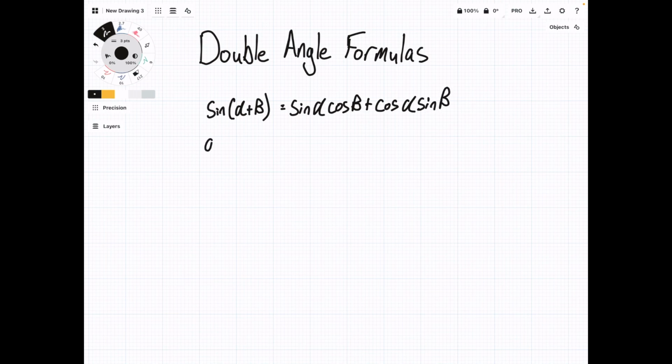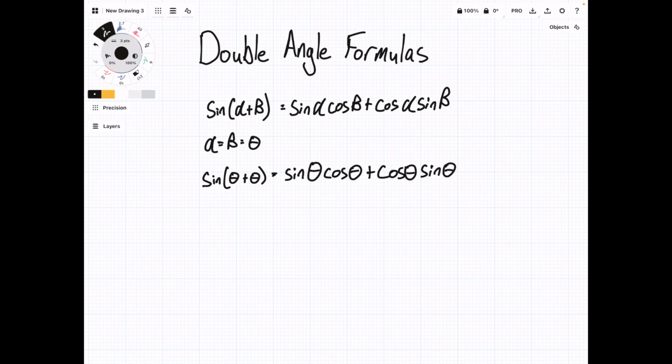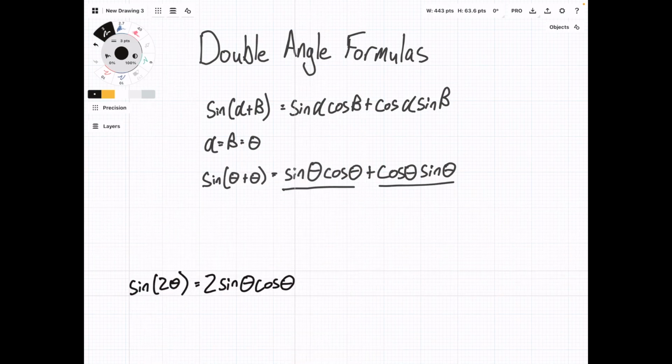Then we're going to say that alpha is equal to beta is equal to theta. And then we're going to replace all the variables in our original formula. So this is going to become sine of theta plus theta is equal to the sine of theta cosine of theta plus cosine of theta times the sine of theta. Combining some like terms, we get sine of 2 theta is equal to, and then these two things are the same, so we're going to have 2 sine of theta cosine of theta. And this is the double angle formula for sine. So I'm going to just save it off to the bottom here.